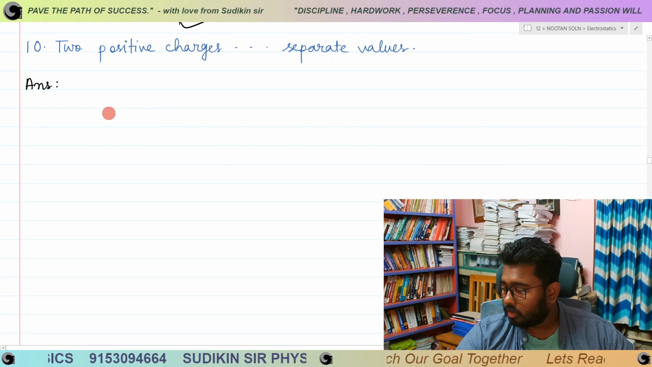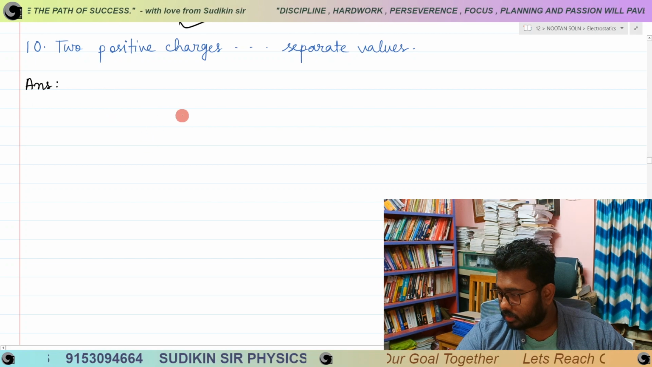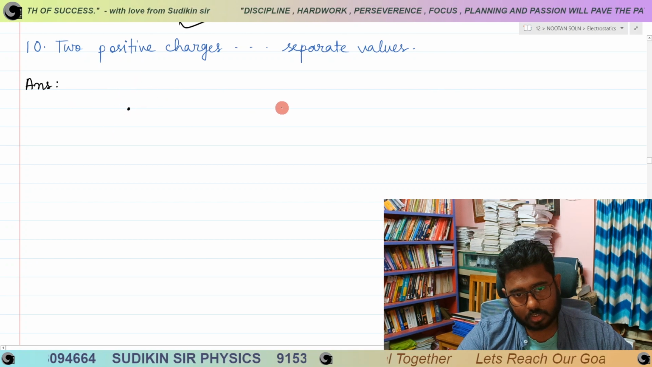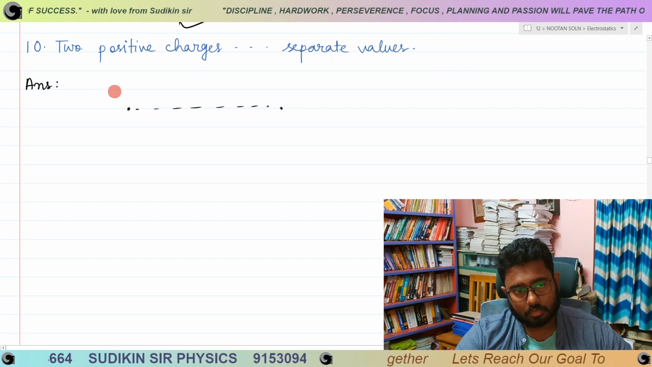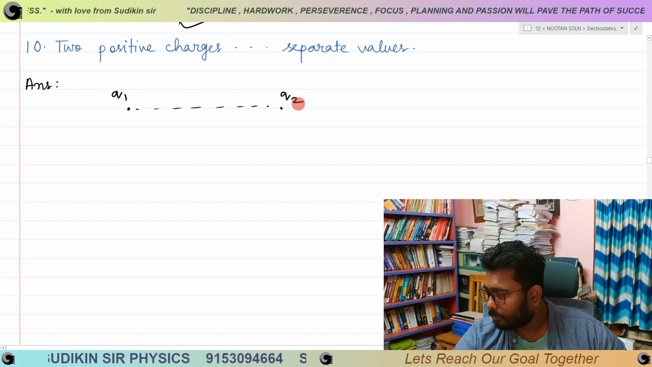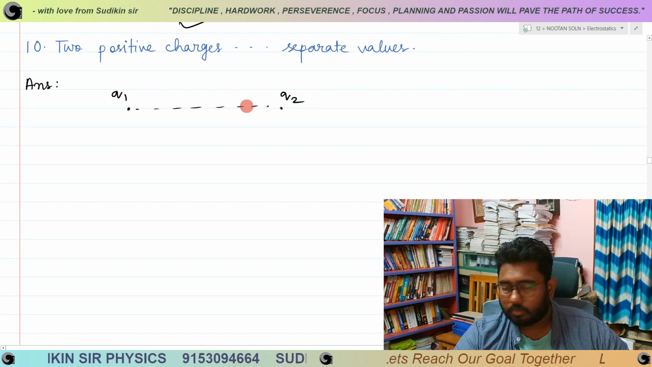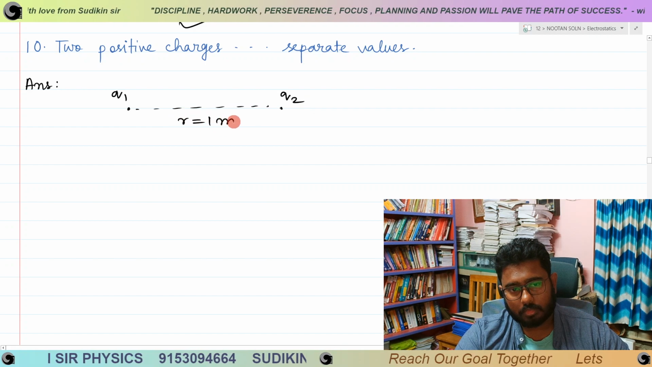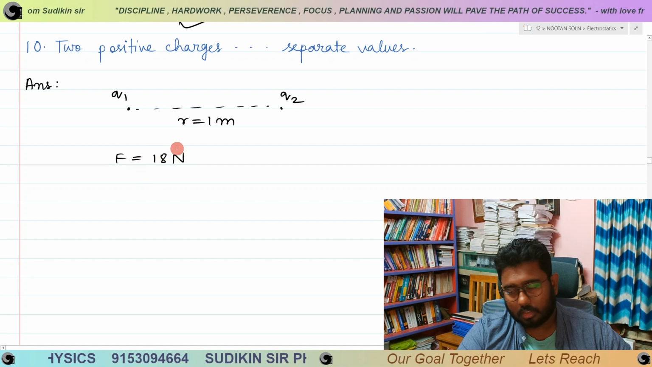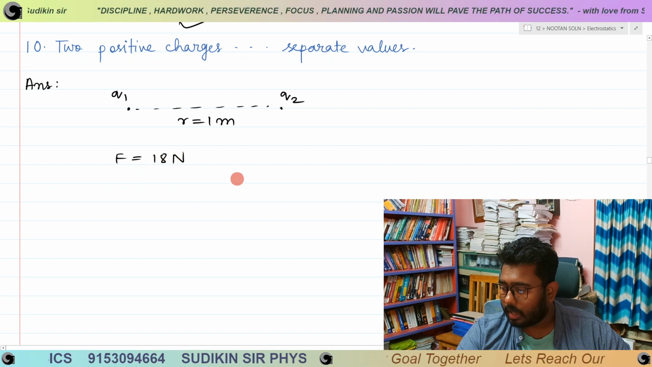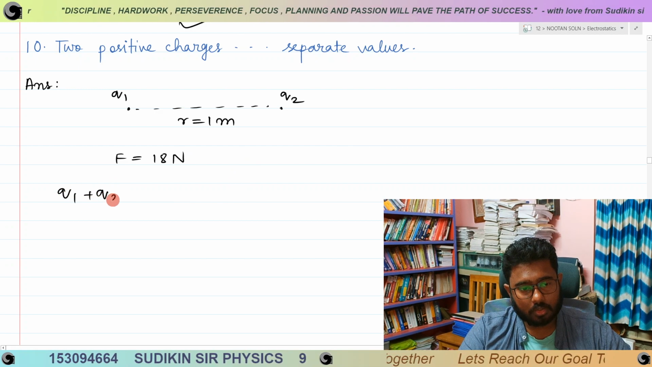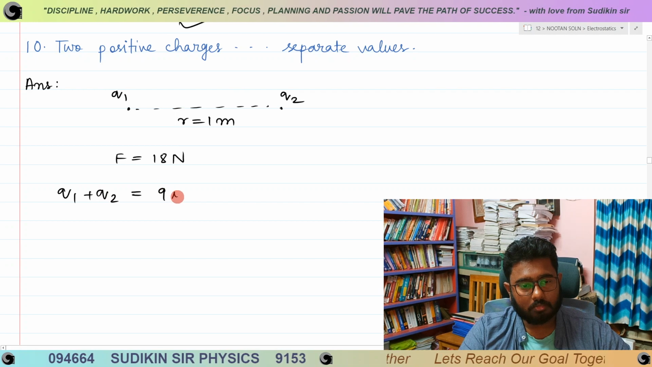Now, there are two positive charges. So suppose here is a positive charge, here is another positive charge. Now this charge be q1, this charge be q2. Okay, and according to the question, the distance is 0.1 meter. The force between them is 18 Newton, and the sum of the charges, that is q1 plus q2, is 9 microcoulomb.